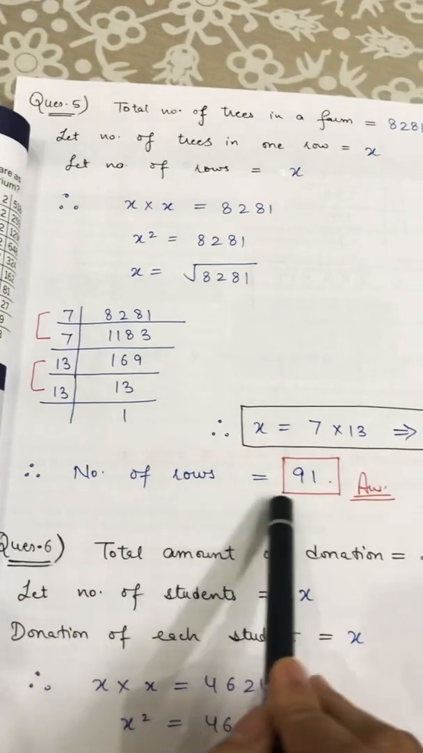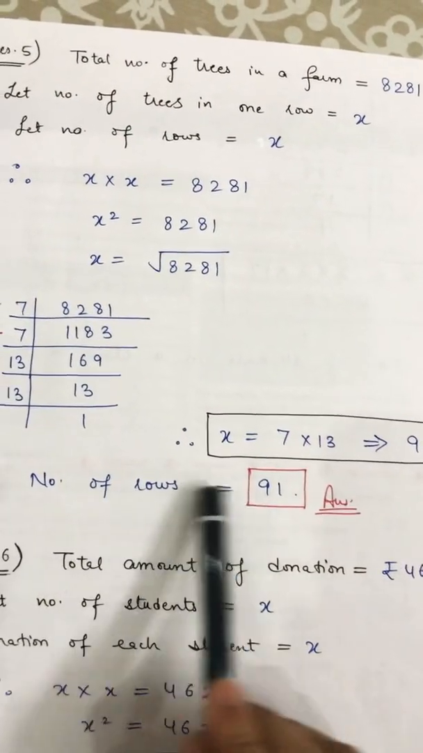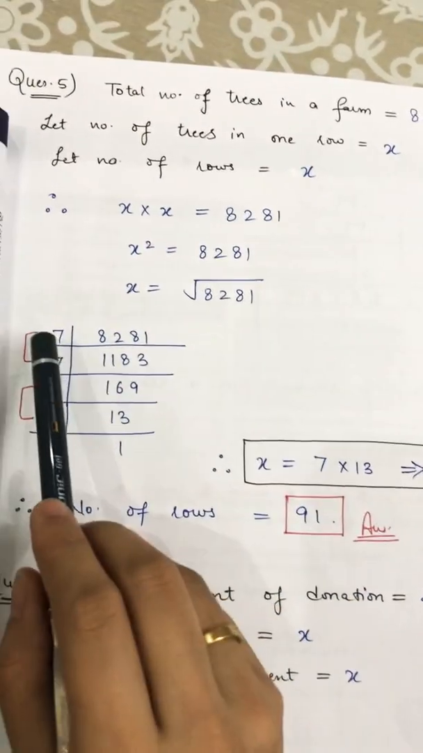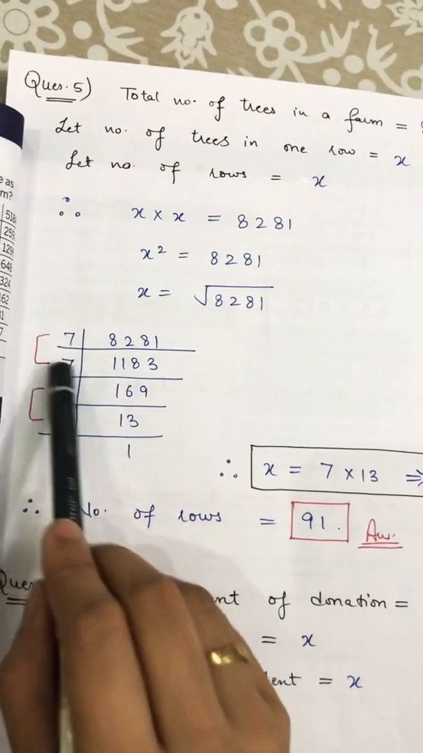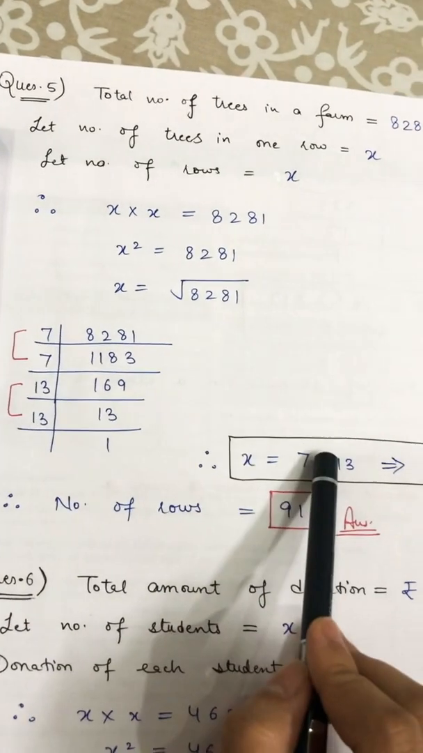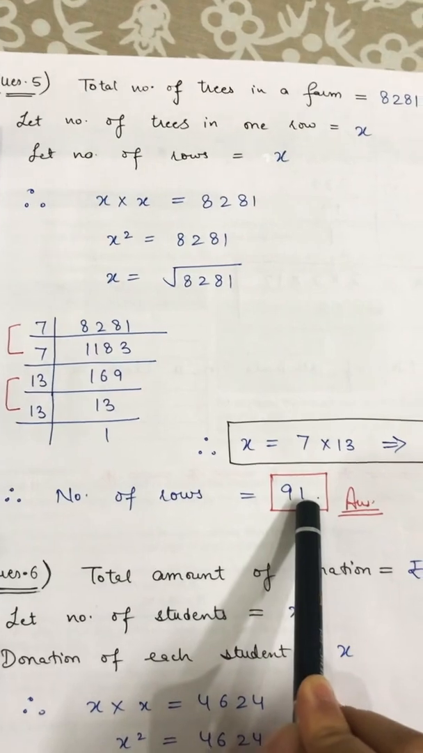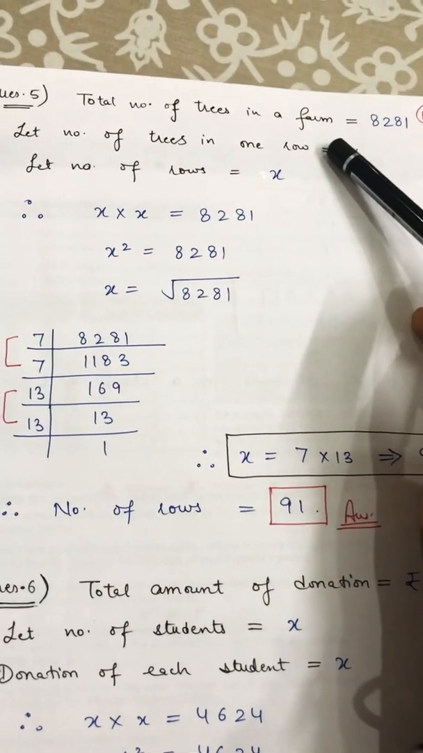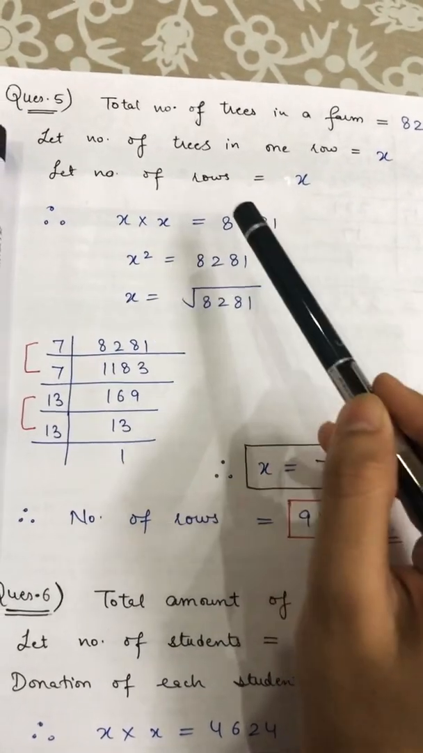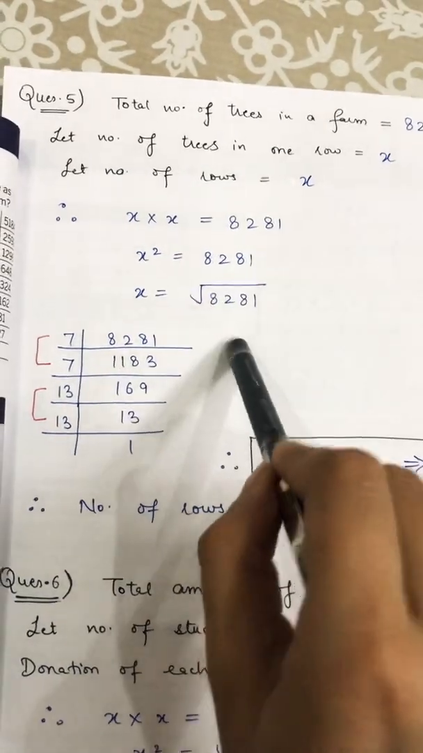So therefore the number of rows is 91. Clear? Number of rows equals 91 because both the numbers are in pairs. You know this thing: when the numbers are in pairs, you have to write that one time. 1 times 7 and 1 times 13. Take out the multiplication, the answer is 91. Clear? These are the number of trees in one row and the number of rows. You have to multiply both, then equate with the total number of trees in a farm. Then take out the answer.